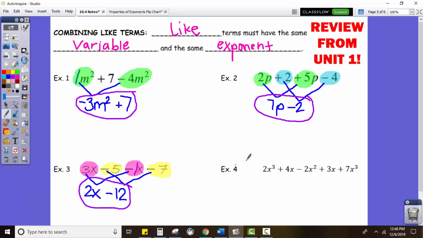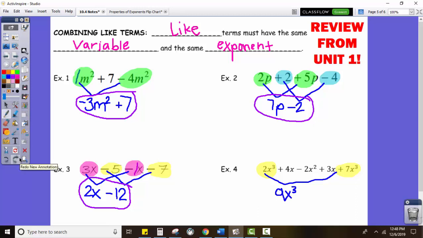And last one, example 4. This has quite a few terms, so we're going to make sure we don't combine the wrong things here. We have 2x to the third plus 4x minus 2x squared plus 3x plus 7x to the third. So 2x to the third plus 7x to the third. Those are both x to the thirds, same variable, same exponent. That leaves me with 9x to the third.